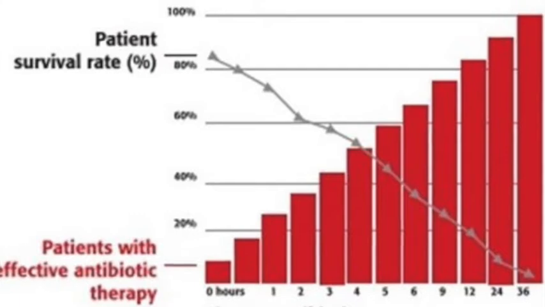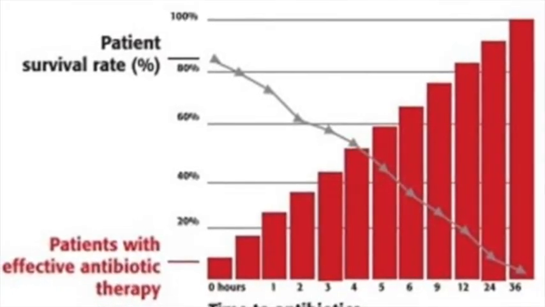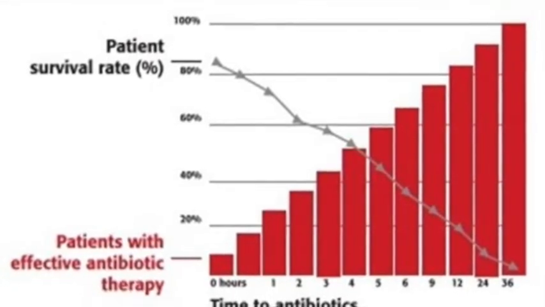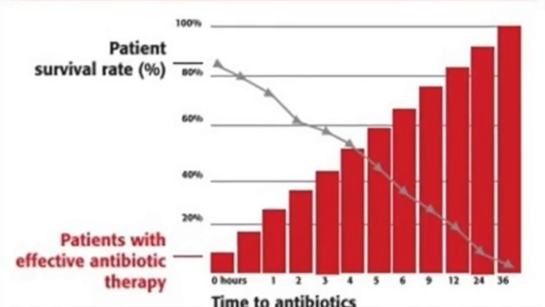As you can see, if you look at the picture here, for every hour that there is a delay in antibiotics, the mortality rate increases significantly. This black line, as time goes on, that is the decreased survivability.